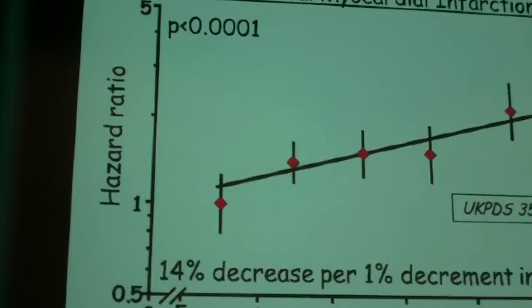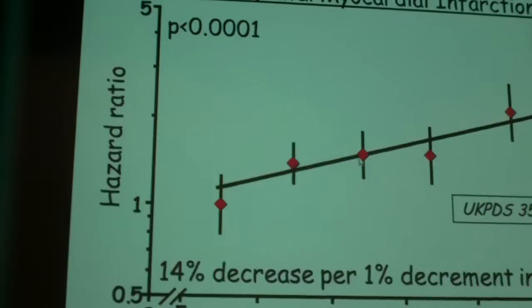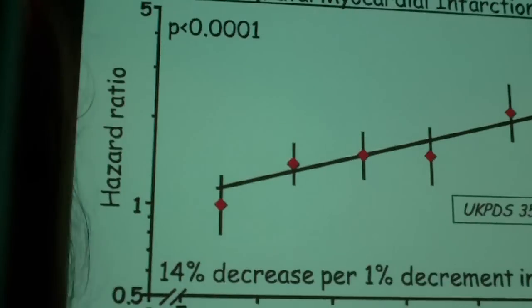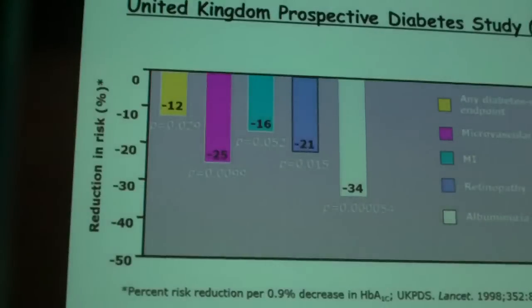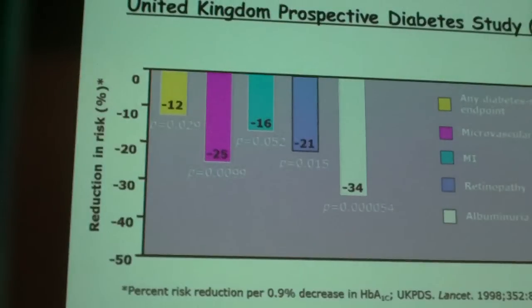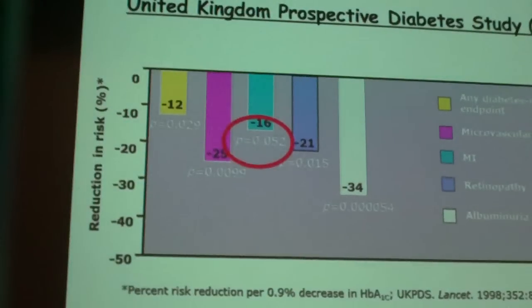If you then look at the relation to glucose, you see that it is not 37% as on the other slide for microvascular complications, but only a 14% decrease per one point decrease in HbA1c. And that is important. So macrovascular complications are less related to glucose than microvascular complications. And this is also shown in this slide. The reduction in risk is more pronounced for albuminuria, retinopathy, microvascular endpoints, or any related vascular endpoints, than it is for myocardial infarction. It is even not significant in this study.